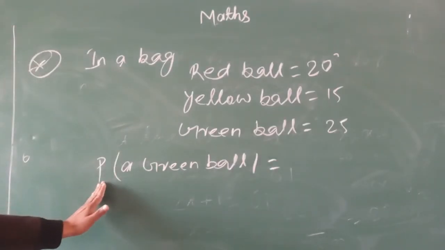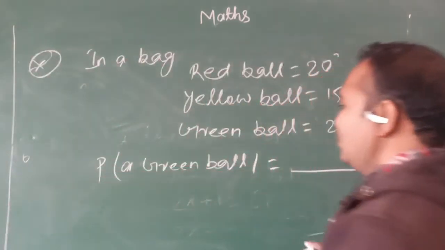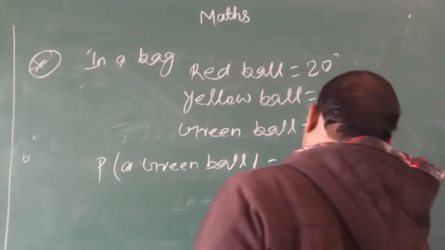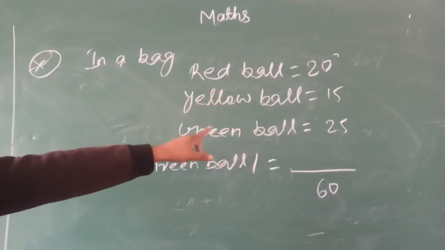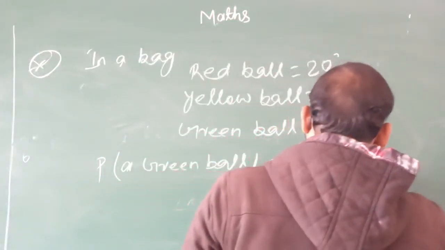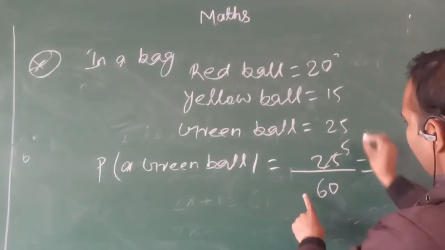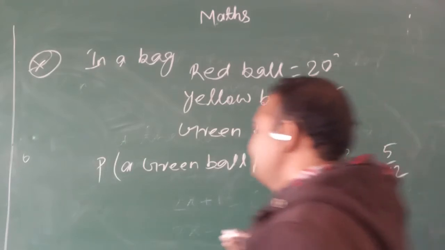What is probability? Probability is nothing but a chance of an event to occur. At first, total balls are 20 plus 15, 35 plus 25, that is 60. And we have to find the probability of getting a green ball. Then the number of green balls is 25. We have to write it in simplest form. 5 fives are 25 and 5 twelves are 60. That is 5 by 12.